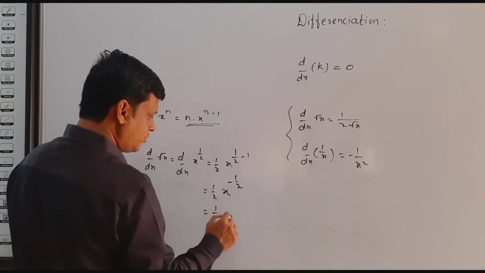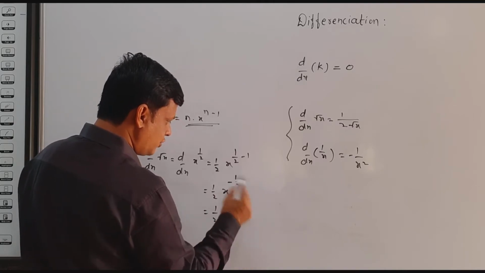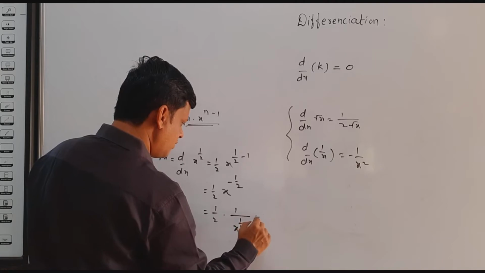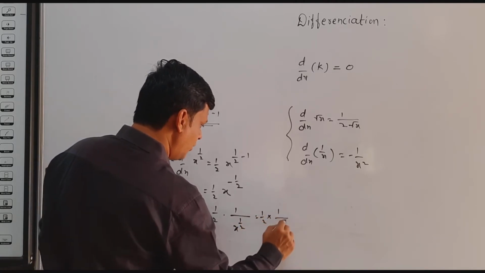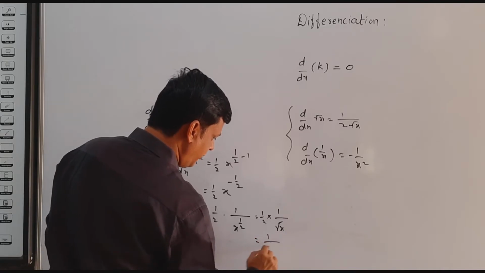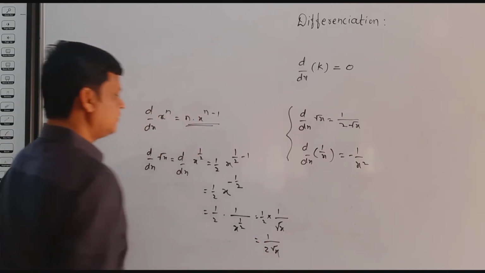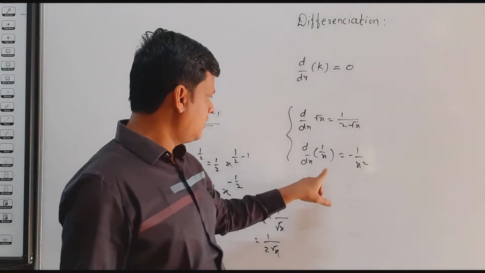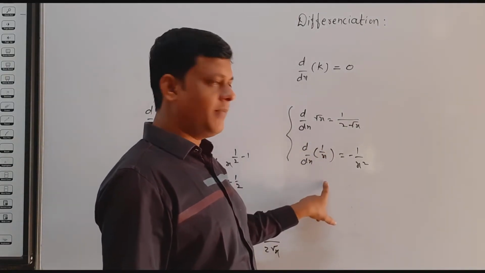This power we change to plus form, so we have to write it in the denominator. So we write x raised to the power 1 by 2 in the denominator. So 1 by 2 into 1 upon x raised to the power 1 by 2, which means root x. So we write 1 upon 2 root x. So this is the algebraic form. Now the same for d by dx of 1 by x also.